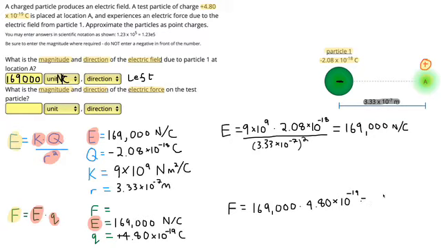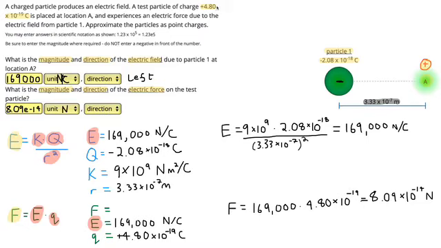And that's going to get us a force of 8.09 times 10 to the negative 14 newtons. So that's the force acting on the test charge at location A. When we write that into the box, we can use scientific notation. Instead of writing times 10 to the power of, we can just write E. So that's 8.09 E negative 14. And our unit is newtons.